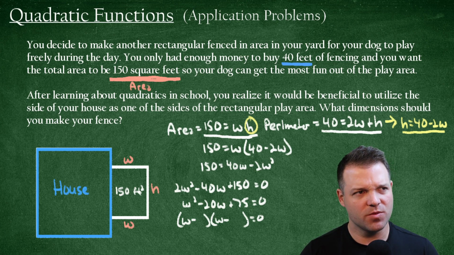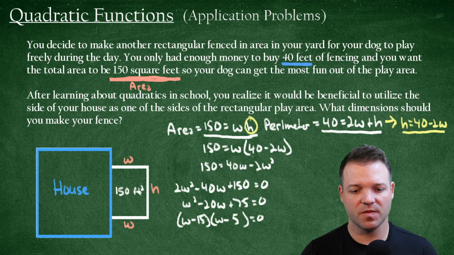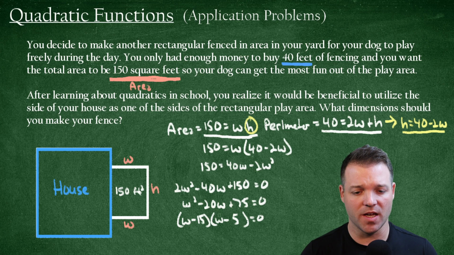Looks like, do we have 15? Does 15 go into 75? 15 goes into 75 5 times. So I think it's going to be 15 and 5. Okay. 15 times 5 is 75. Negative 15 times negative 5 is positive 75. And negative 15 plus negative 5 is negative 20.